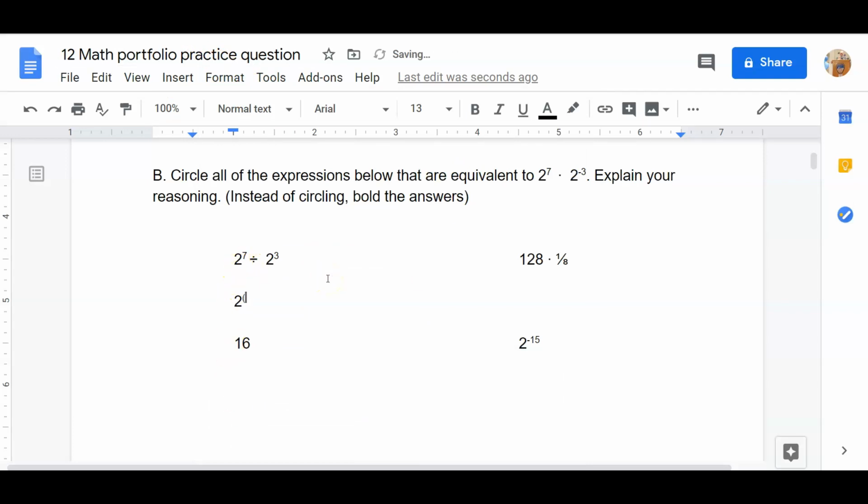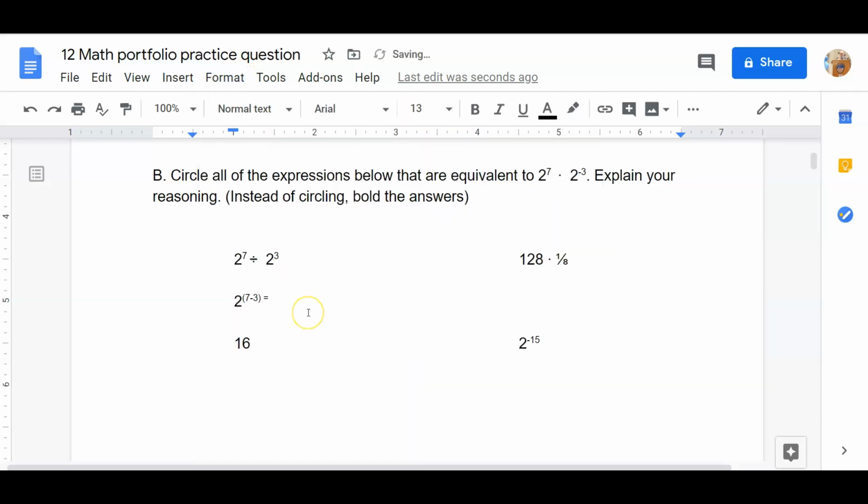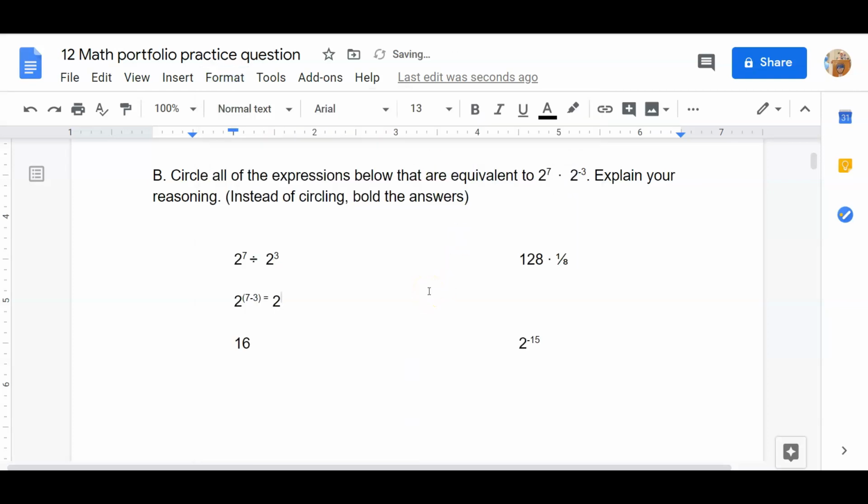They only add when it's a multiplication problem. This is division. So we take the 7 and we're going to minus 3 from it. We subtract the exponents. And what does that equal? Well, the 2 is going to stay the same. Let's put it back to regular. 2 stays the same. And we're going to go back to our super. It's going to be annoying, but you'll get used to it. And 7 minus 3 is 4.